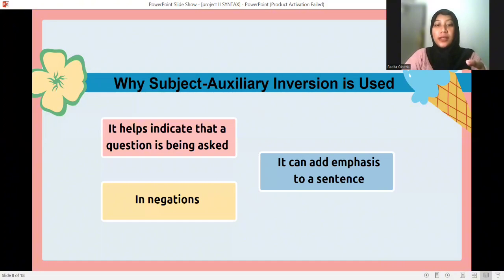In negation, subject-auxiliary inversion helps to create a negative sentence by placing the auxiliary verb before the subject. This structure is used to indicate that something is not true or did not happen. And the last one is, it can add emphasis to a sentence. When the auxiliary verb comes before the subject, it draws attention to the subject and makes it stand out.